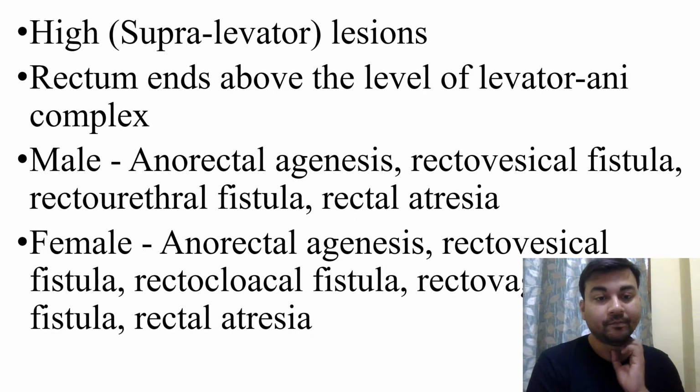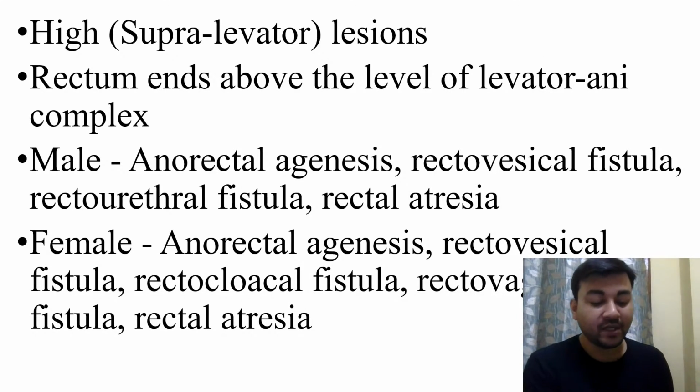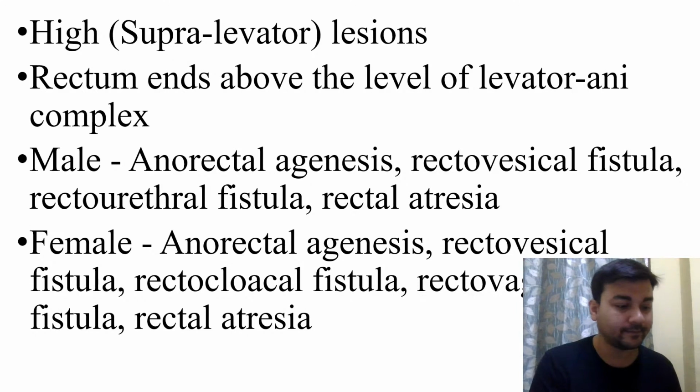Signs of high lesion. See, it is known as a high lesion or supralevator when the rectum ends above the level of the levator ani complex. And in a low lesion the rectum ends below the level of the levator ani. Now high lesions in male are anorectal agenesis, rectovesical fistula, rectourethral fistula and rectal atresia. These 4 lesions are high lesions in males. In females, anorectal agenesis, rectovesical fistula, rectocloacal fistula, rectovaginal fistula and rectal atresia are high lesions.